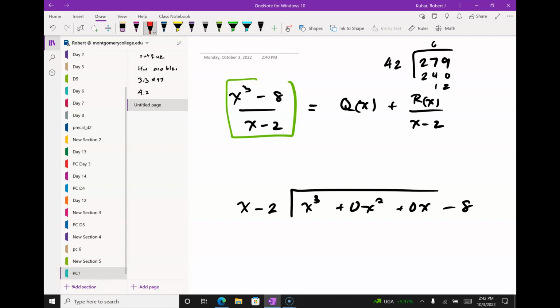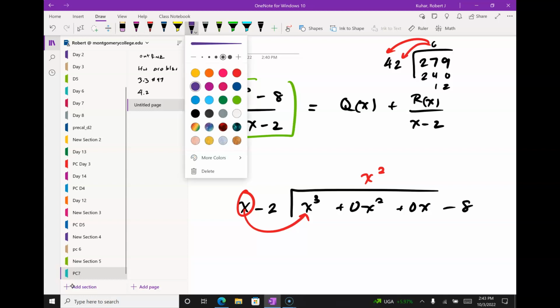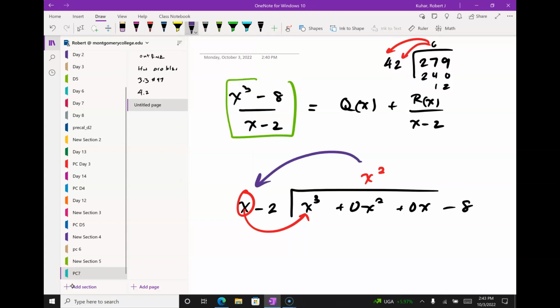So same thing here. I'm saying, well, how many times does x go into x cubed? Or better yet, x times what is x cubed? What's the answer? Yeah, x squared. Now what would I do with the 6? Look what I did with the 6. I came and multiplied by the 40 and multiplied by the 2. So I'm doing the same thing here. I'm going to multiply this x squared by the x and by the negative 2, and I get x cubed minus 2x squared.